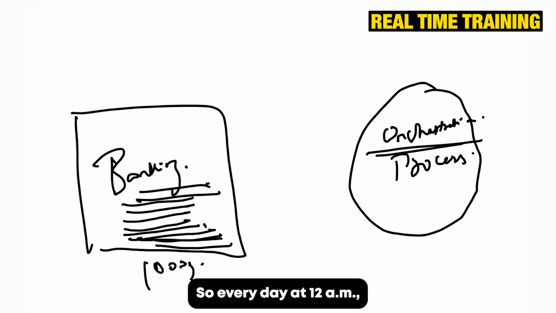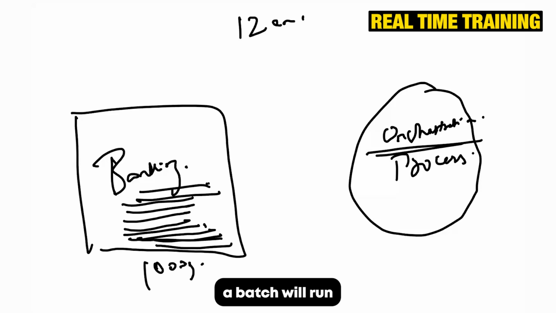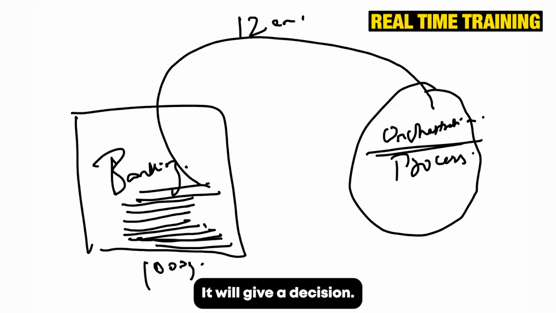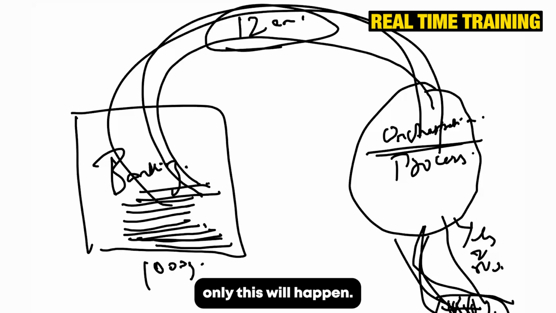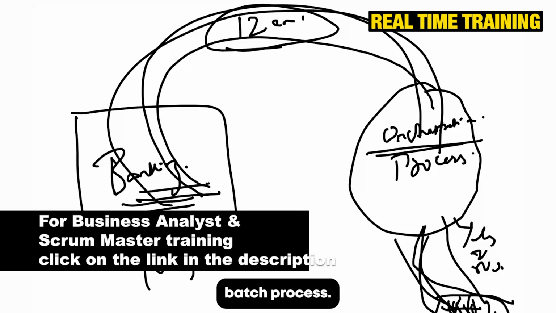So every day at 12 a.m. a batch will run, and it will take one application and feed it into the orchestration process. It will give a decision, and that will get housed in another table. Then another application will come, orchestration will happen, and yes or no decisions will be given, and it will just go on. It will be present in this table. Every day at 12 a.m. only this will happen. It's just picking up and putting it here, right? This is called a batch process.